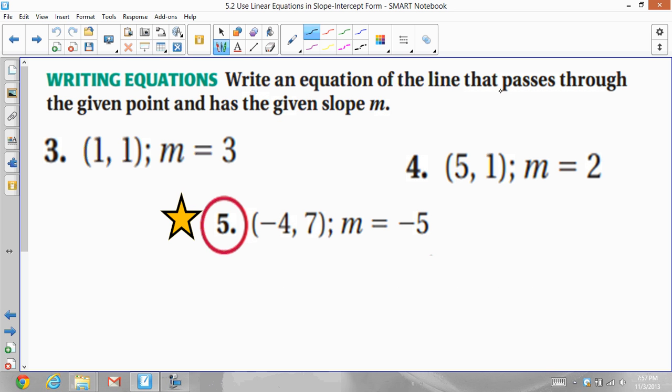Write an equation of the line that passes through the given point and has a given slope m. The slope m is given, and you are also given a point which is negative 4, 7, and the steps involved in finding an equation is this.